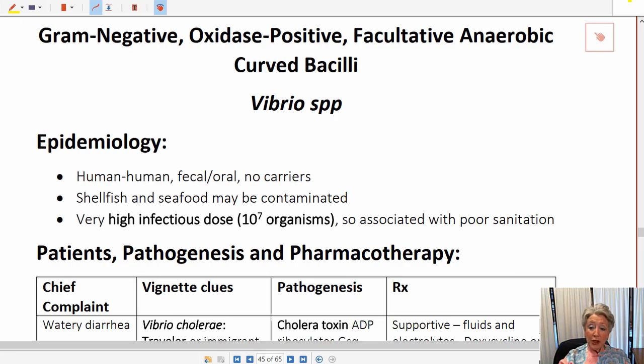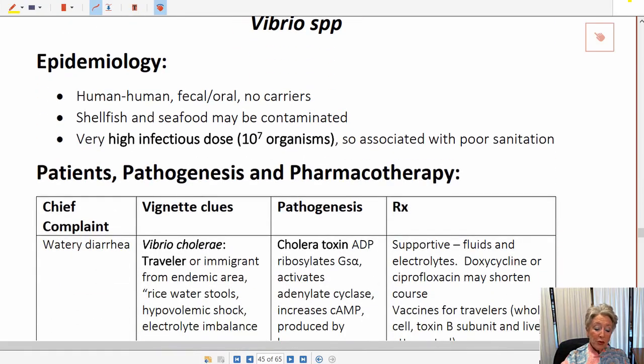Now next we're going to get into a group of curved rods, okay? Gram-negative still, oxidase positive still, facultatively anaerobic, but these guys all are curved rods. Vibrio, transmitted human to human by fecal-oral contamination. There is no carrier state, and that is one of the things that they like you to understand.